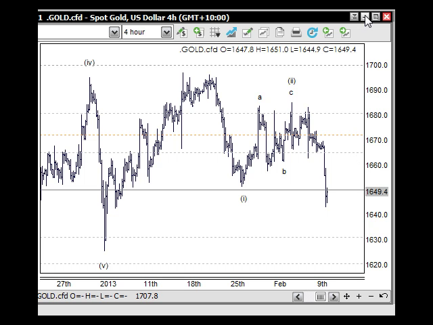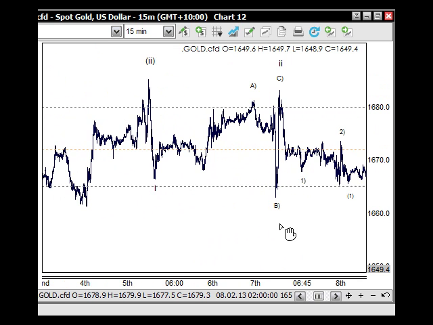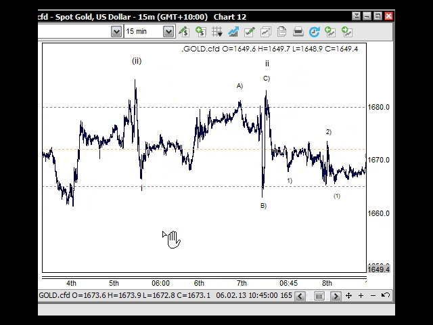If we have a look at that on a smaller time frame, then this is pretty much how it pans out. Just going back here, that's the wave 2, you know where that is. So pretty much we've got the wave 1, the A wave, the B wave, and the C wave. Pretty tricky trading, but there you go.